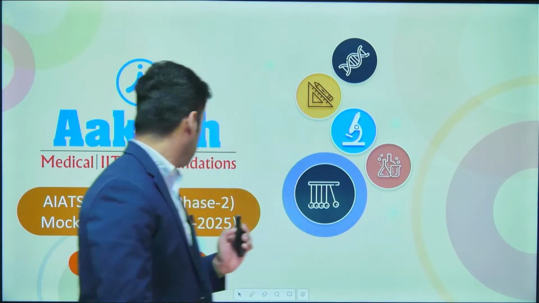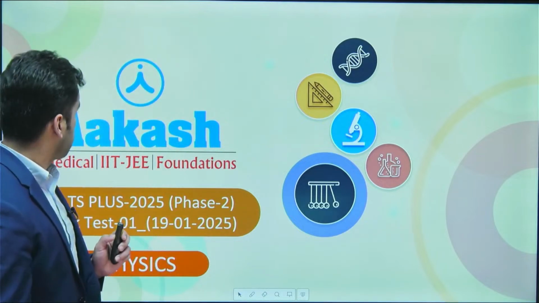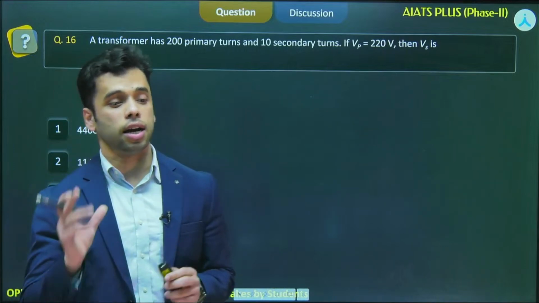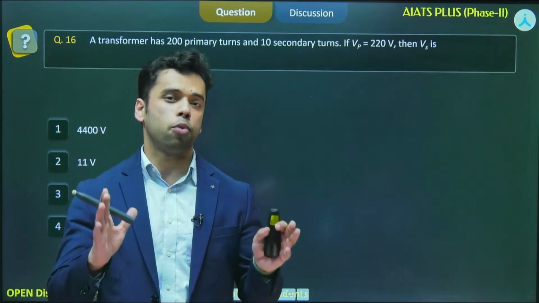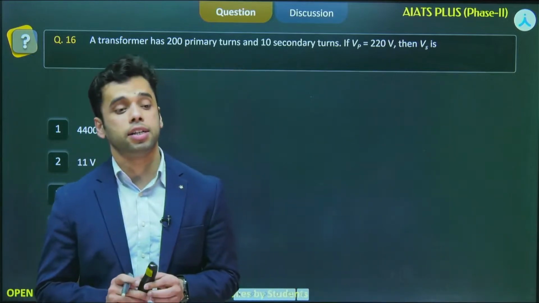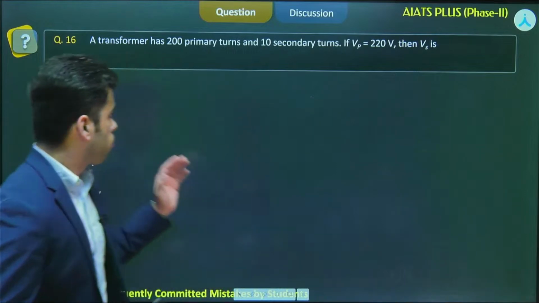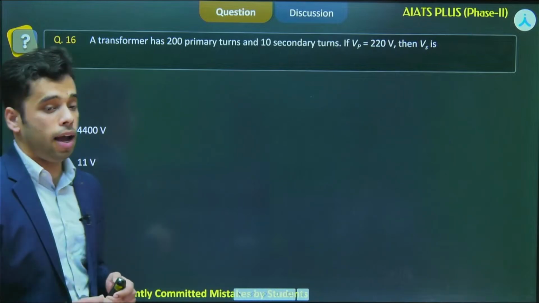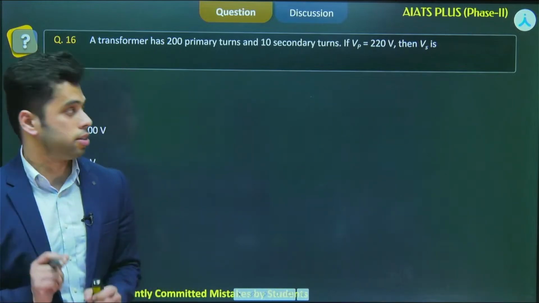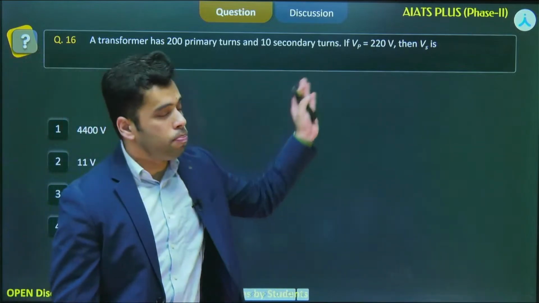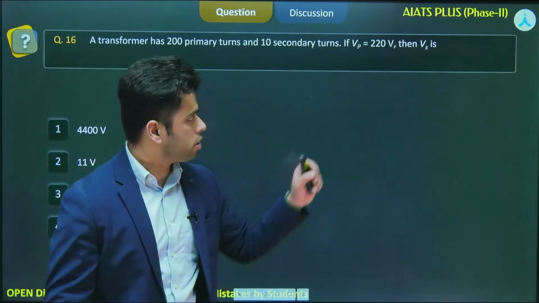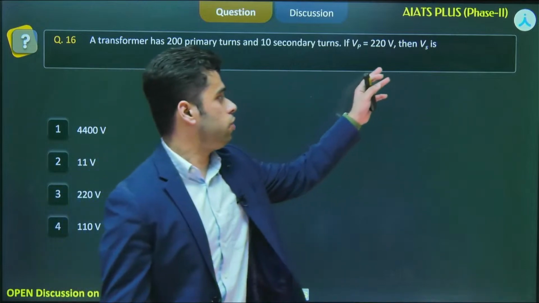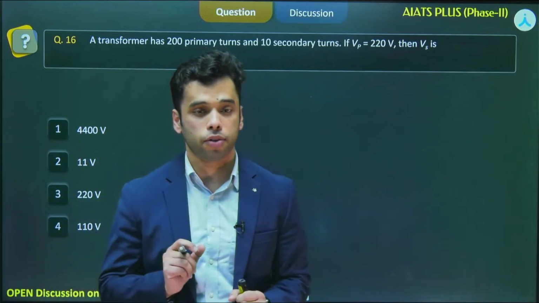Now let me go through the first problem of this paper, and it is a problem based on the chapter of alternating currents, a very important chapter from the point of view of NEET examinations. The problem says that a transformer has 200 primary turns and 10 secondary turns. If Vp, the primary voltage, is 220 volt, then you need to calculate Vs, the secondary voltage.